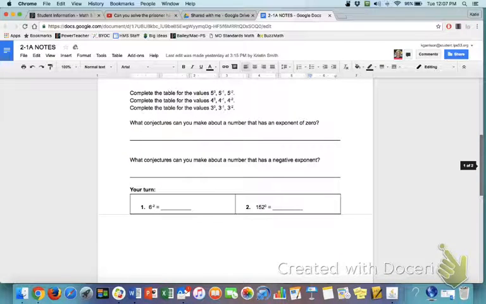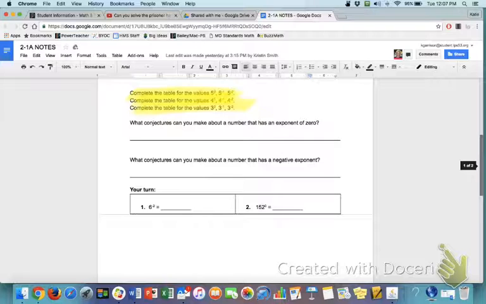Okay, for the next part down, you can see that it wants us to complete the table for the values, which we already did earlier. So that is all completed, I hope. I hope above you filled it in as we did. So let's go back to the next question.